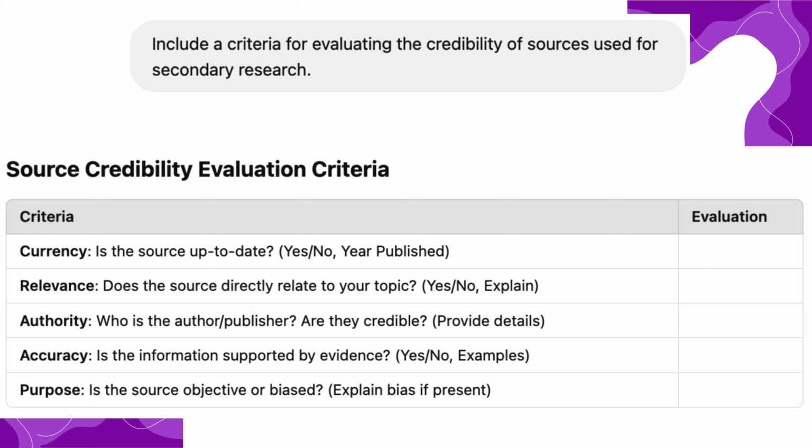The lesson asks students to ensure their sources are credible but provides no criteria to do so. To teach them about this, we can ask the AI to include a criterion for them based on which they can evaluate the credibility of their sources. The AI model generates an output which bases the credibility on the source's currency, relevance, authority, accuracy, and purpose.